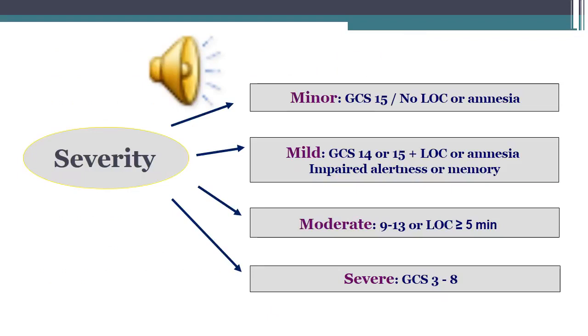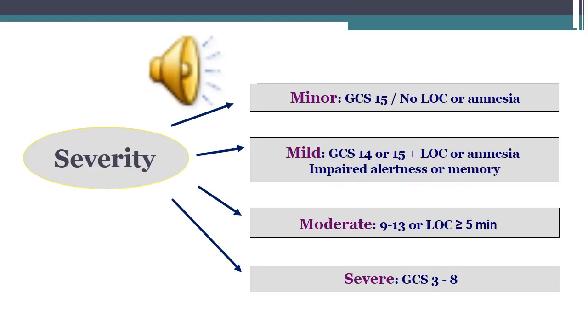Head injury can be classified according to its severity, depending on the loss of consciousness, amnesia, and Glasgow Coma score. In minor head injury, there will be no loss of consciousness and no amnesia, and the Glasgow Coma score will be 15. In mild head injury, there will be mild loss of consciousness and amnesia, with a Glasgow Coma score of 15 to 14. There will be impaired alertness and slight memory disturbance.